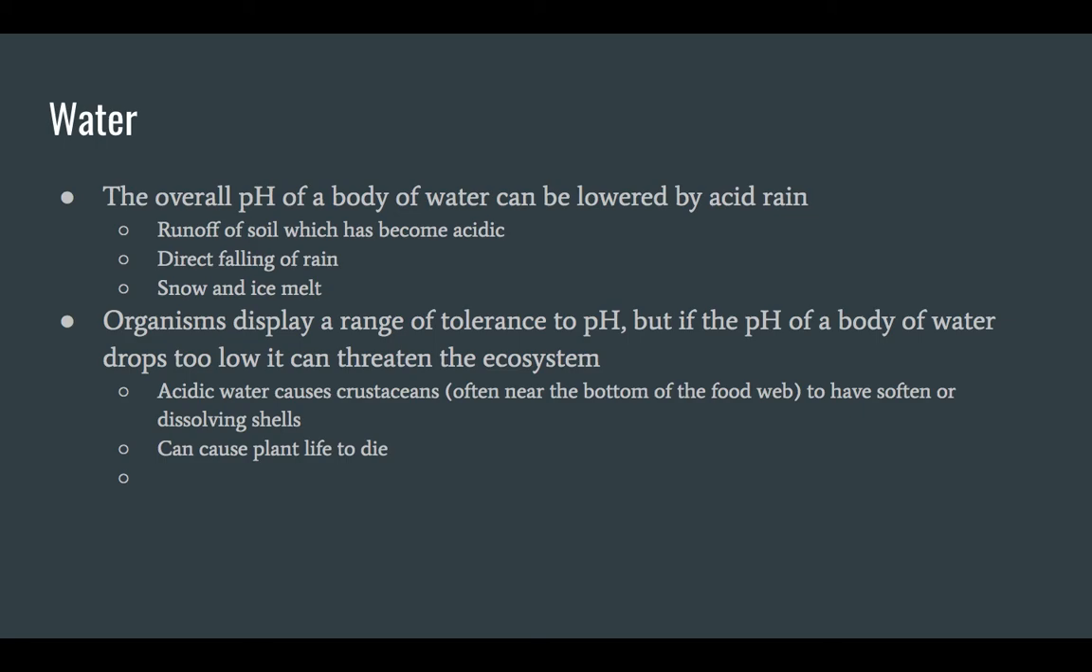Depending on what organisms live there, what that exact number is going to be will vary, but really, scientists know that even at around 5 or 5.5, we're seeing effects on ecosystems. In particular, crustaceans, so things like shrimps and crabs that form an outer shell and are often at the base or toward the bottom of a food chain, will start having their shells soften or even dissolve. So that acidification is really dangerous to the crustaceans. And then plant life and other organisms can also die as a result. So as you can see, very disruptive to these ecosystems.